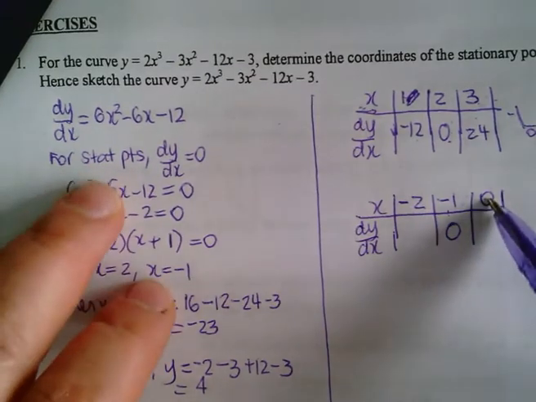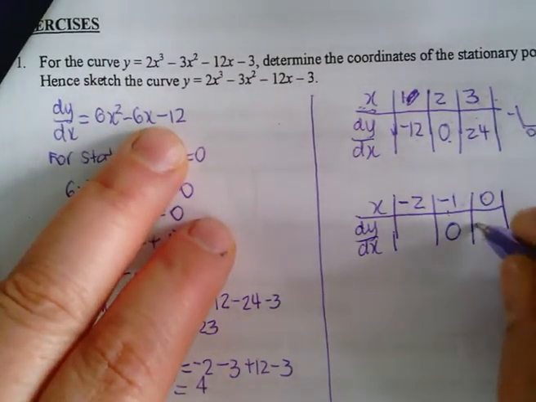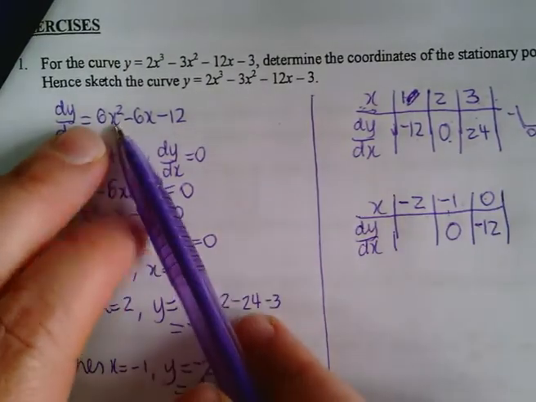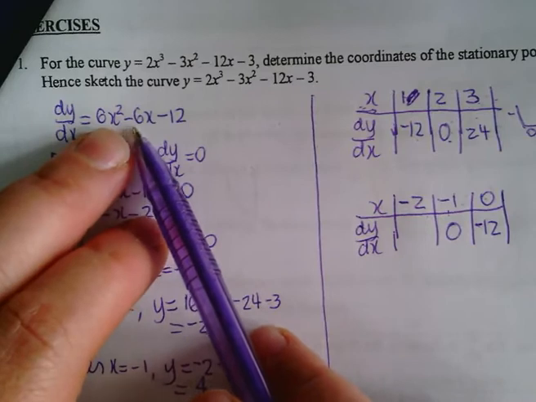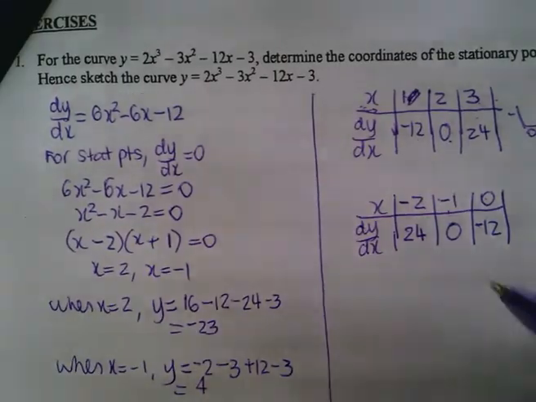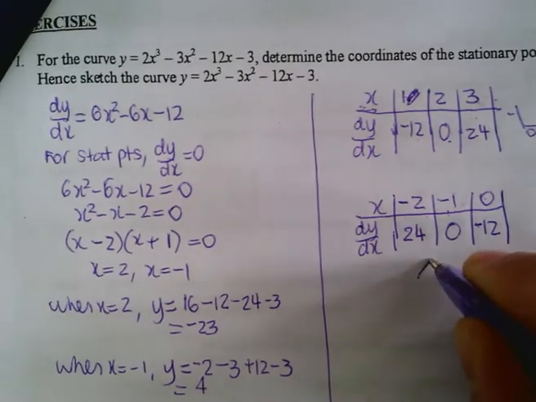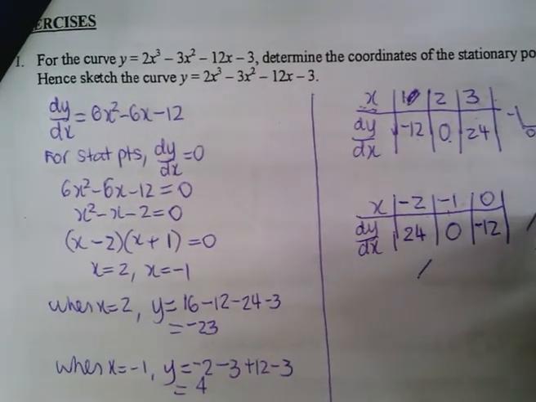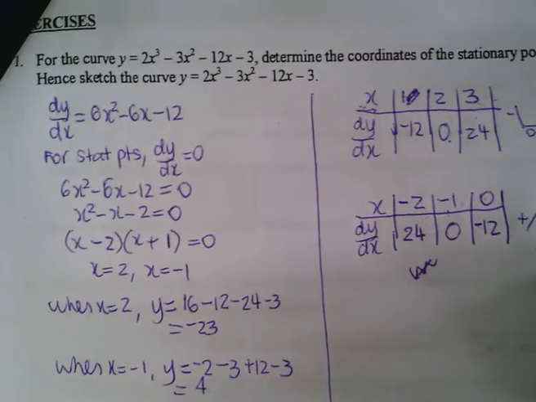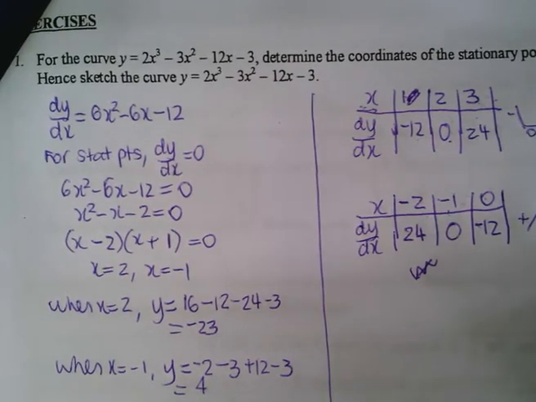So let's look. When x is 0, I'm going to do that one first. I get -12. And when x is -2, I get 6 times, that'll be +4. That's 24 plus 12 minus 12, +24. So what have I got? I've got a positive gradient, I've got a 0 gradient, and I've got a negative gradient. Tell me what I've got. So therefore I've got a, can you see that's a maximum? A maximum turning point at the point -1, 4.